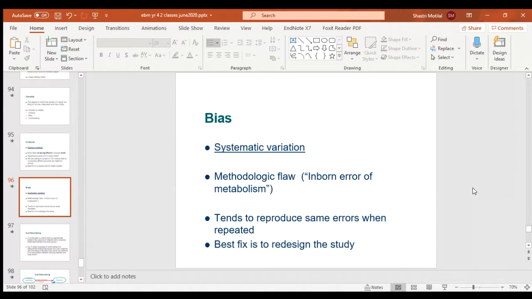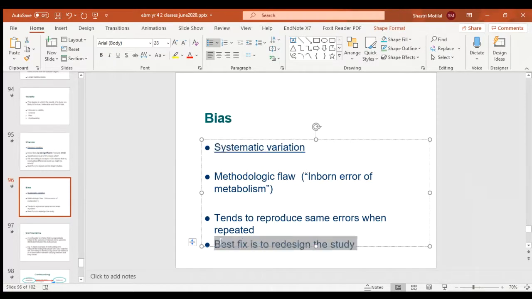So the only fix for bias really is to change the systematic way the study was done, to change the way the study was designed. The only way to fix a biased study is to redesign the study. There's no way you could fix a biased study after it has been analyzed and written up and published. If it's biased and it's already published, there's nothing you could do in the analysis that would fix it. The study was simply flawed from the beginning.